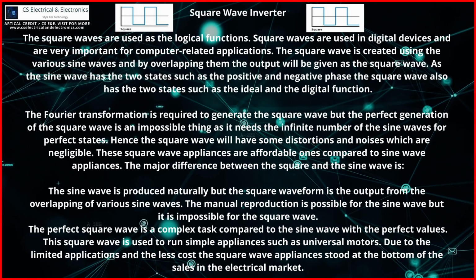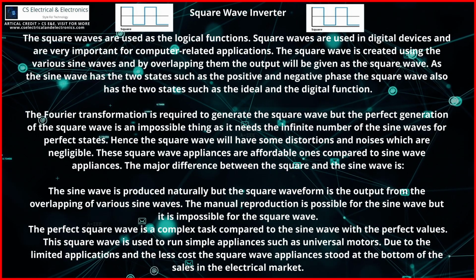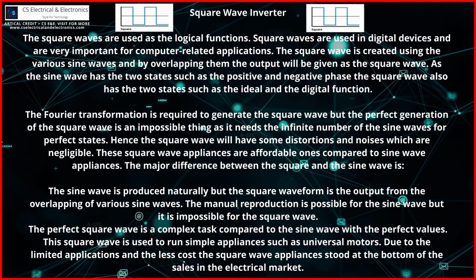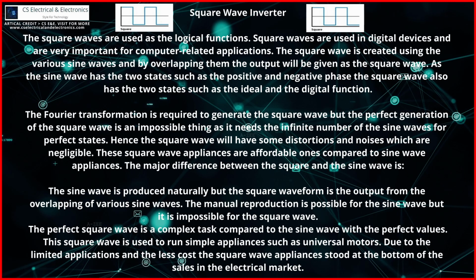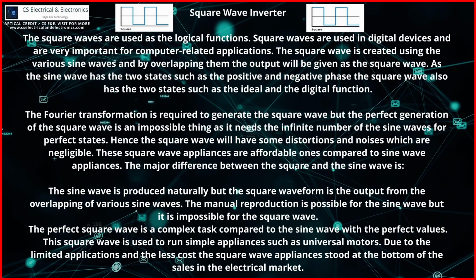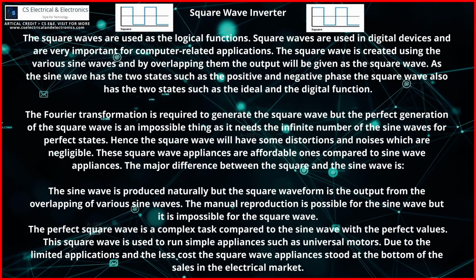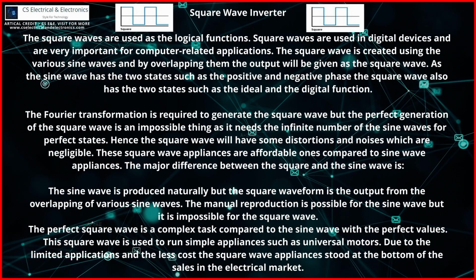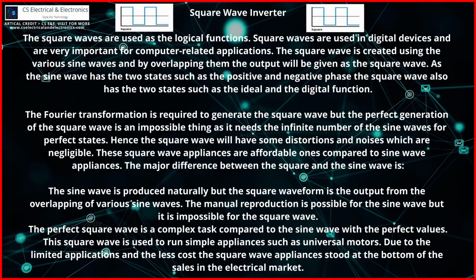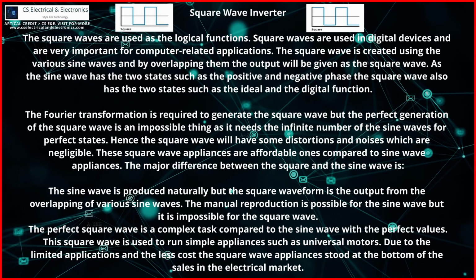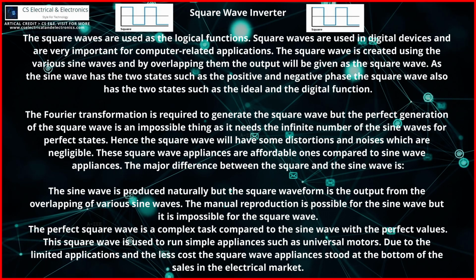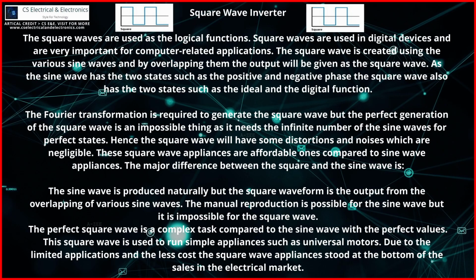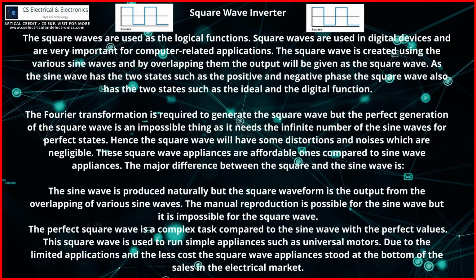These square wave appliances are affordable compared to sine wave appliances. The major difference between the square and the sine wave is that the sine wave is produced naturally, but the square waveform is the output from the overlapping of various sine waves. Manual reproduction is possible for the sine wave, but it is impossible for the square wave. The perfect square wave is a complex task compared to the sine wave with the perfect values. This square wave is used to run simple appliances such as universal motors. Due to the limited applications and the lower cost, the square wave appliances stand at the bottom of the sales in the electrical market.